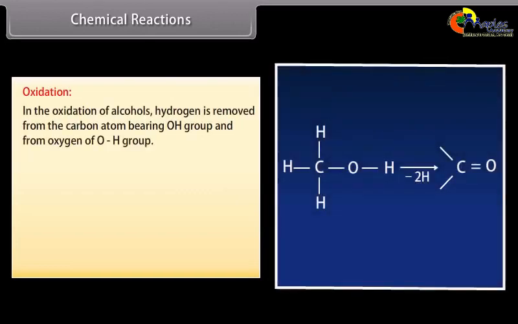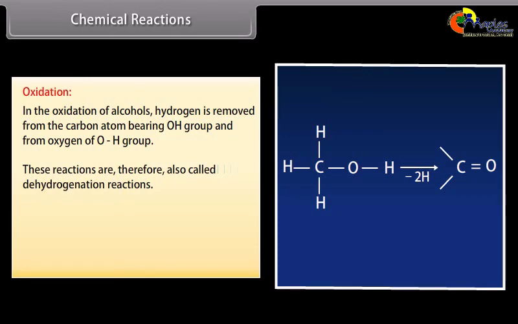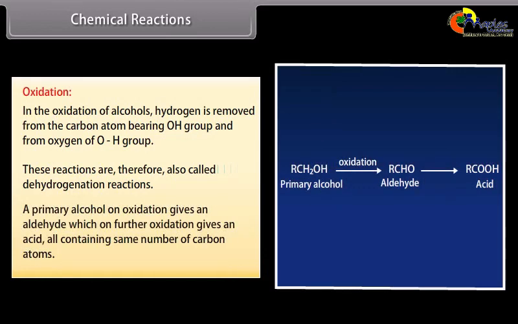Oxidation. In the oxidation of alcohols, hydrogen is removed from the carbon atom bearing the OH group and from the oxygen of the OH group. These reactions are, therefore, also called dehydrogenation reactions. A primary alcohol on oxidation gives an aldehyde which on further oxidation gives an acid, all containing the same number of carbon atoms.